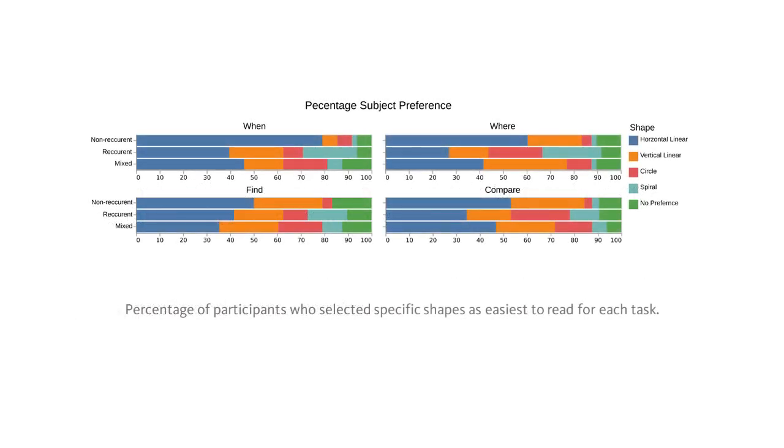At the end of the experiment, participants could fill out an optional survey in which they were asked to express their preferences and opinions. In this chart, you can see the percentage of participants who selected each one of the shapes as easiest to read for each task. In most cases, horizontal line had the most preferences. Spirals and circles gain slightly more preferences on recurrent datasets, but are still less preferred than lines.